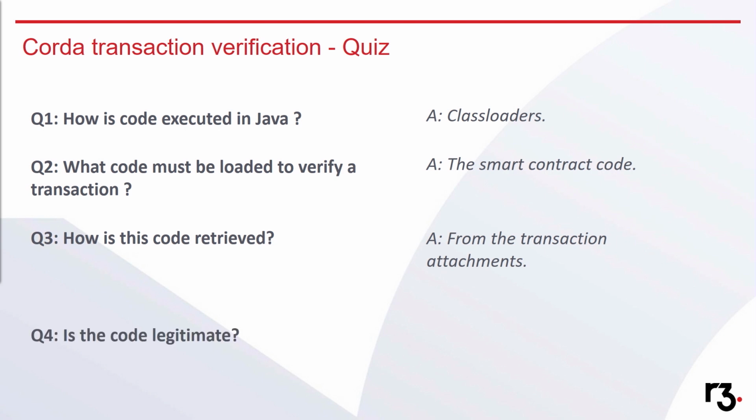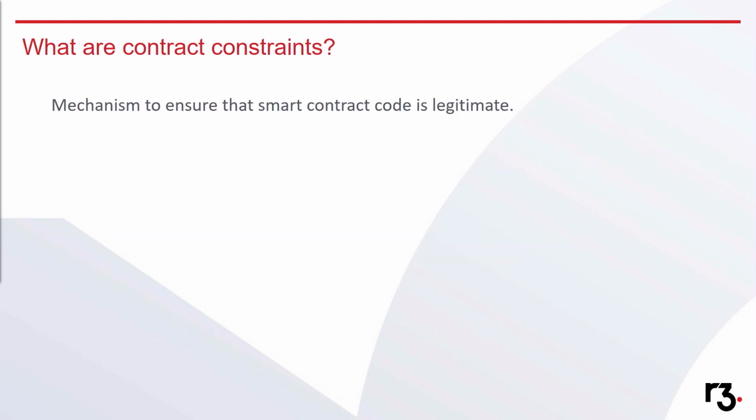And the last question, which is a trick question, is how do we know if the code is legitimate? If anyone in Corda can build transactions, how do we ensure that this code is actually what was intended to be? So this is where contract constraints come in, which you might have heard about. OK, so let's drill a bit into contract constraints.